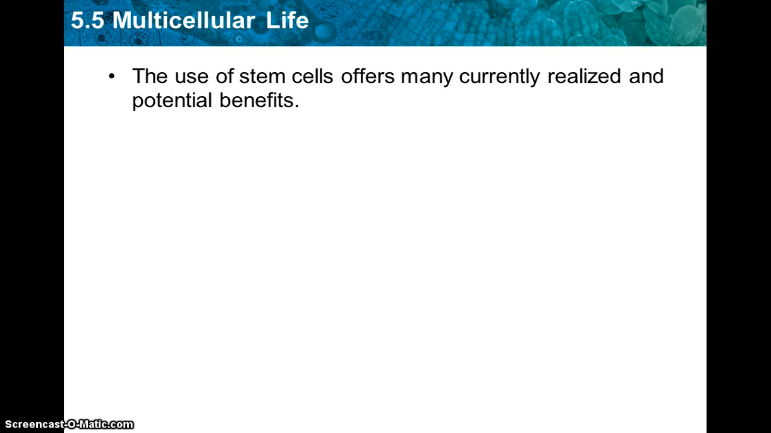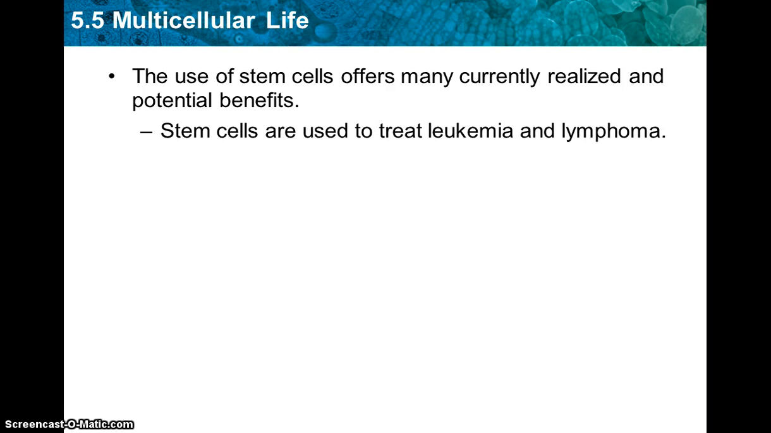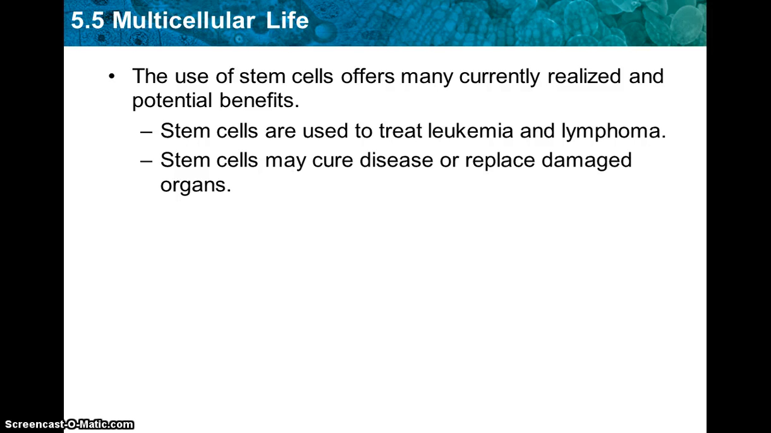The uses for stem cells offer currently realized and potential benefits. Stem cells have been used to help treat patients with leukemia and lymphoma, and it also is looking to help cure diseases and replace damaged organs. For instance, they're looking at curing diabetes, and that will look in the pancreas, where non-working cells will be replaced by healthy growing cells. So then hopefully it'll stop diabetes.